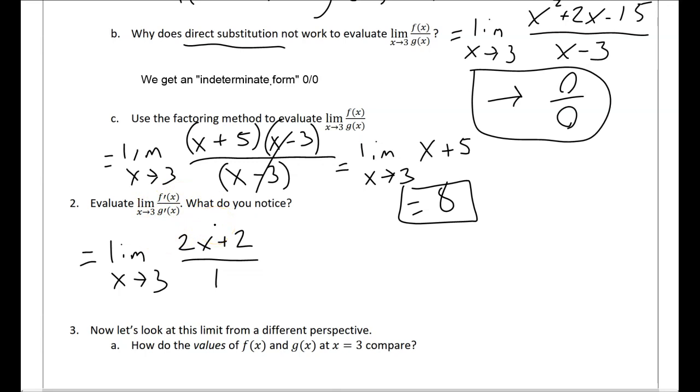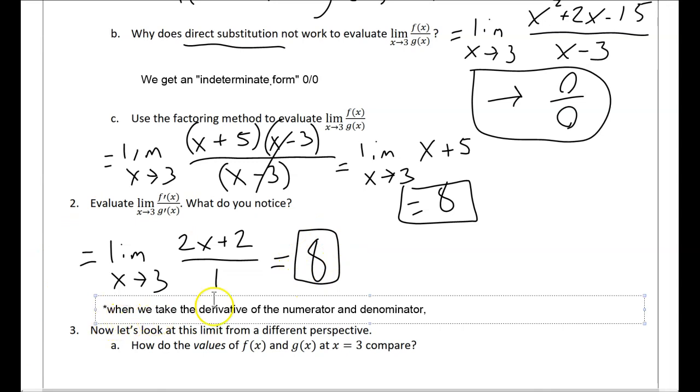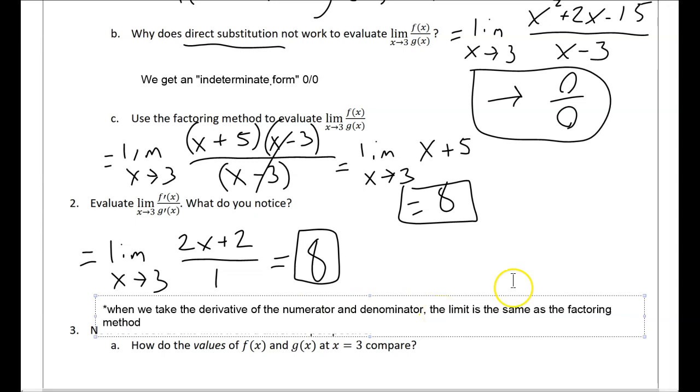And notice this one I can now evaluate by direct substitution, right? 2 times 3 plus 2, well, 6 plus 2 is also equal to 8. So that's a really interesting result here. The result was that when we take the derivative of both the numerator and the denominator and then try to take the limit, we get the same thing as with our old method.